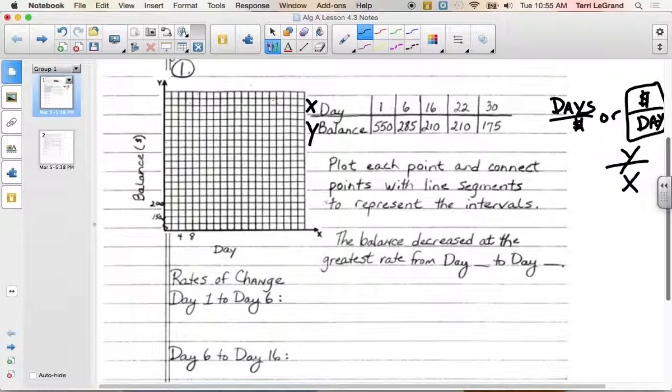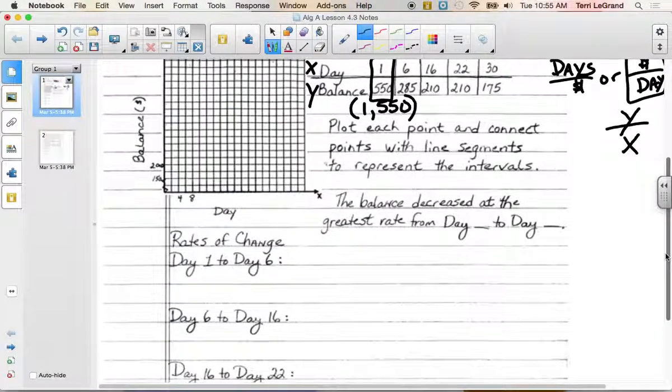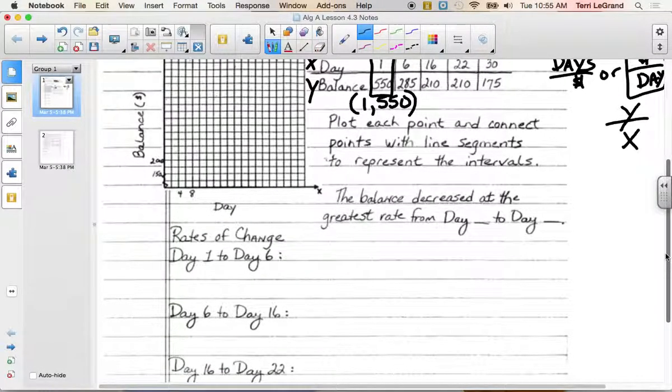Because this is an ordered pair right here. This is ordered pair (1, 550). Okay, but it looks like we have to finish our coordinate plane here. We have to finish numbering it.